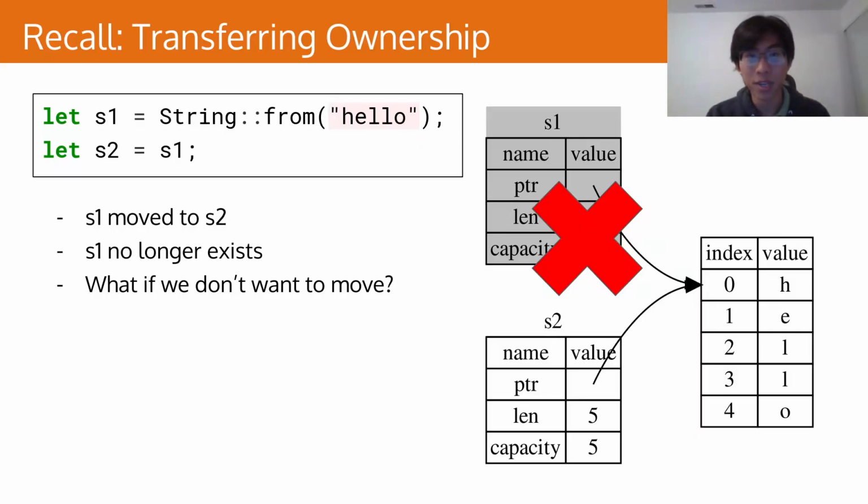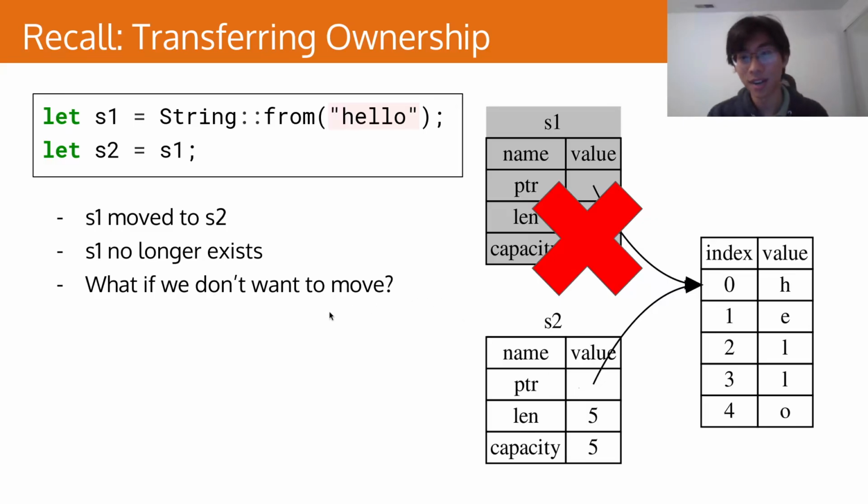Recall that we can transfer ownership. So in this case, we let s1 be a string, and s1 owns this string slice "hello". Then when we do this assignment, s2 equals s1, s1 is moved to s2. s1 no longer exists, and we transfer ownership of the data that s1 is pointing at to s2.